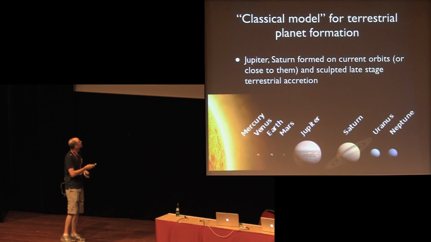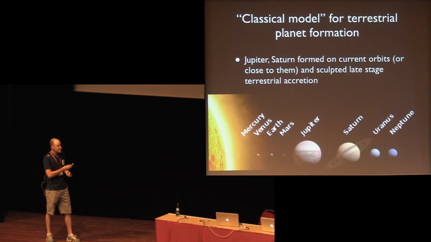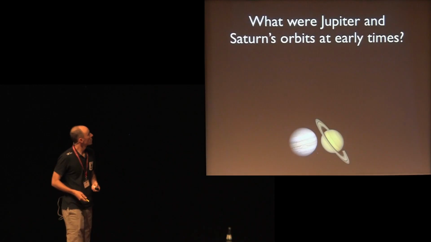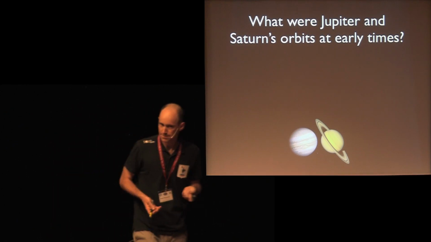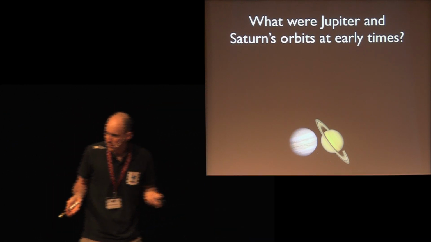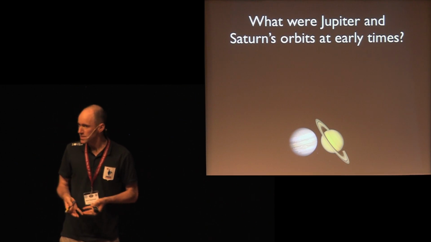And that's what I call kind of the classical model. All right, so basically kind of a two-step process. These guys formed first, and then they shaped these guys. The trick is, what were Jupiter and Saturn's orbits at early times? We don't know what they were. There are reasons to think that they weren't the same as they are now.